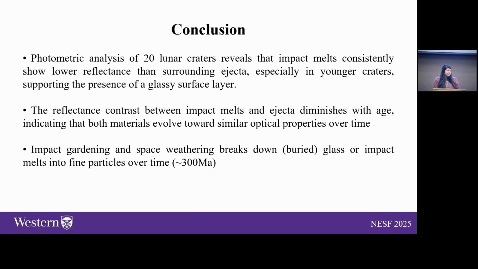So to conclude, there are three major points that I'd like to discuss. We did photometric analysis of 20 lunar craters where we compared the reflectance of impact melt and ejecta, and we noticed that the impact melt had consistently lower reflectance values when compared to the ejecta, which might suggest the presence of a glassy layer. And we also noticed that these values diminish with age. And we also saw that it takes roughly 300 million years for the impact melts to break down over time. Thank you.